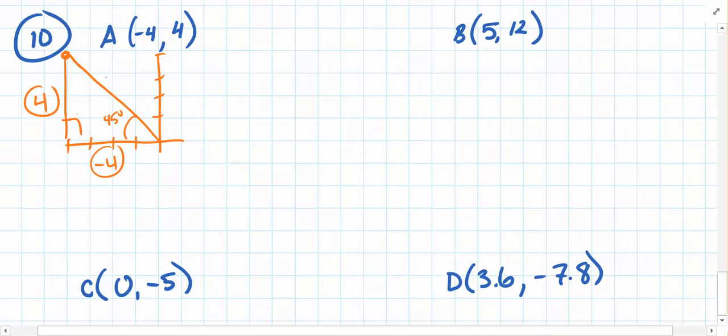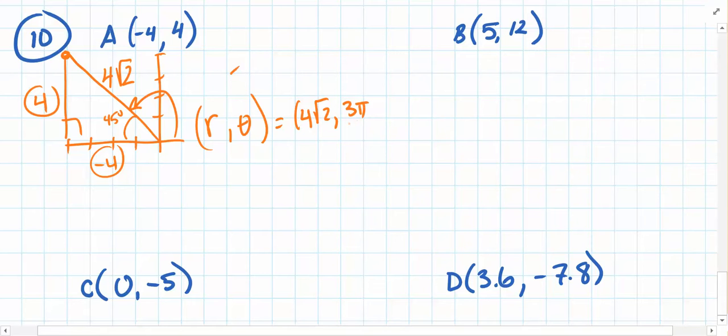So I know that the relationship in a 45-45-90 triangle is that these two sides are x, and the hypotenuse has to be x radical 2, so that would make it 4 radical 2. And then I need this angle over here. Well, I know it's a multiple of pi over 4, so if I just count 1, 2, 3, it must be 3 pi over 4. So this would be our r and our theta would look like this. The r would be 4 radical 2, and the theta would have to be 3 pi over 4.